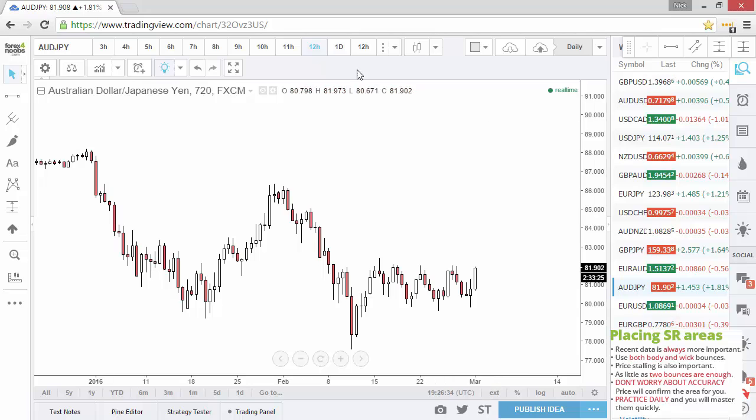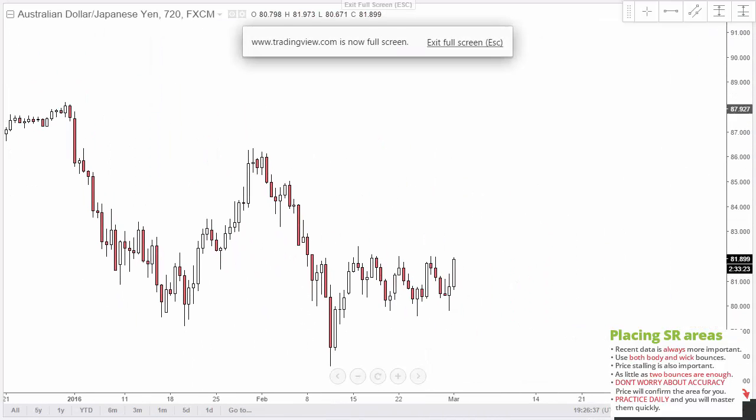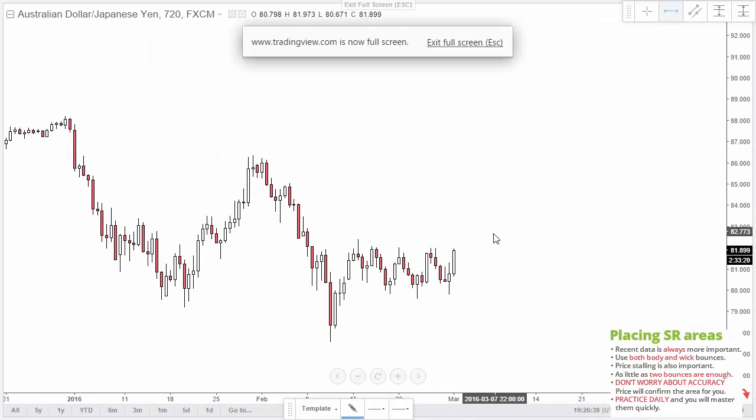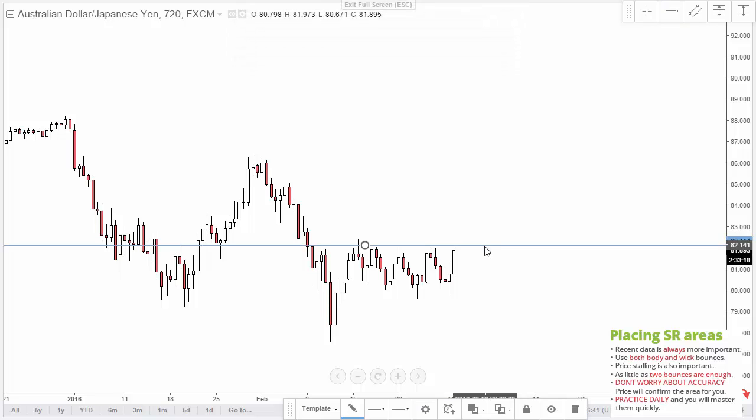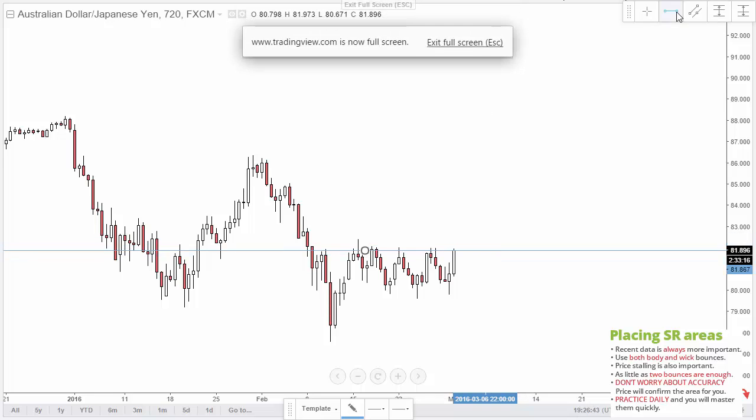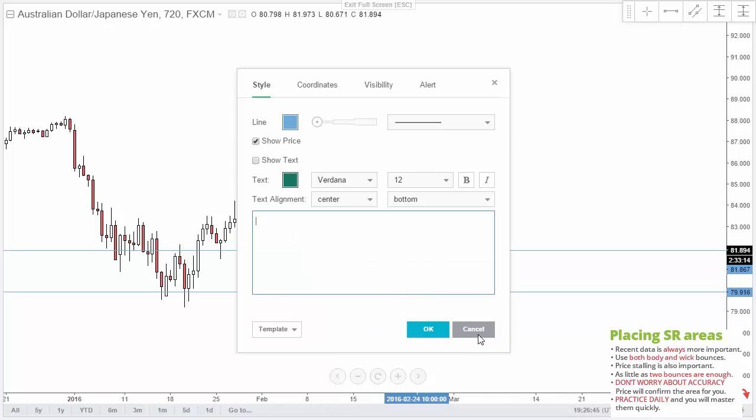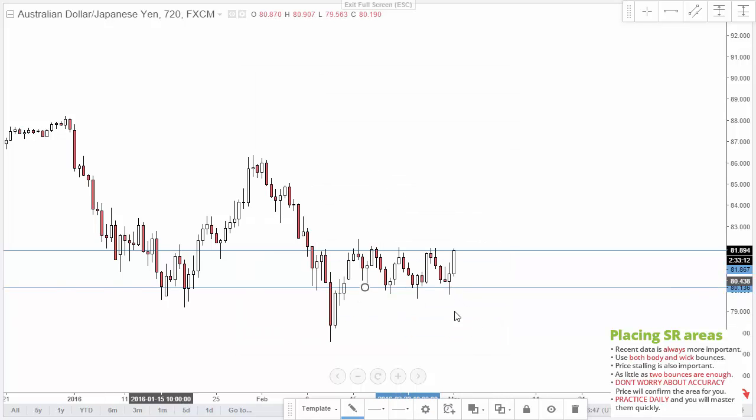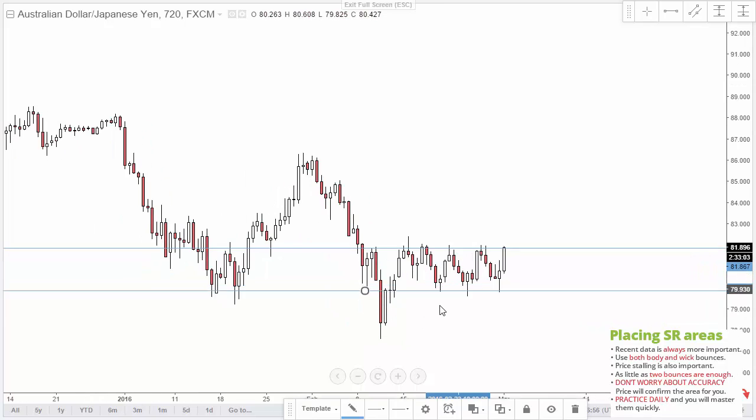AUDJPY, I already know where the support resistance is, so I'm kind of cheating here a little bit. But I'll explain why I'm placing them where I'm placing them, and you guys will get a good idea of what I'm doing. So where are the support resistance areas on this pair? First one is obviously here. It's so obvious that it's there. Why is it there? Because we got 4 bounces from there in the last 2 weeks, and most of those bounces were actually trades.